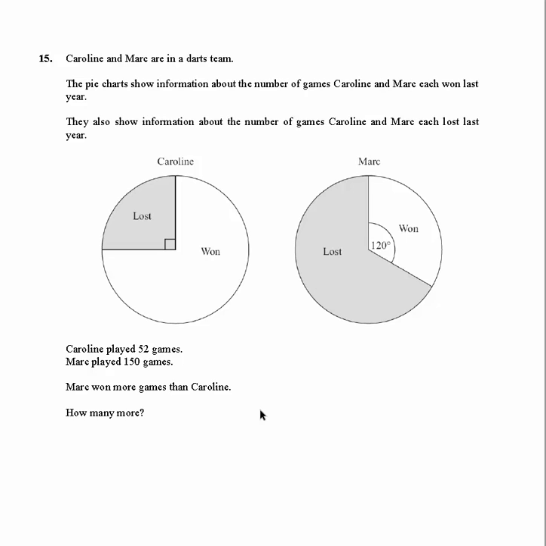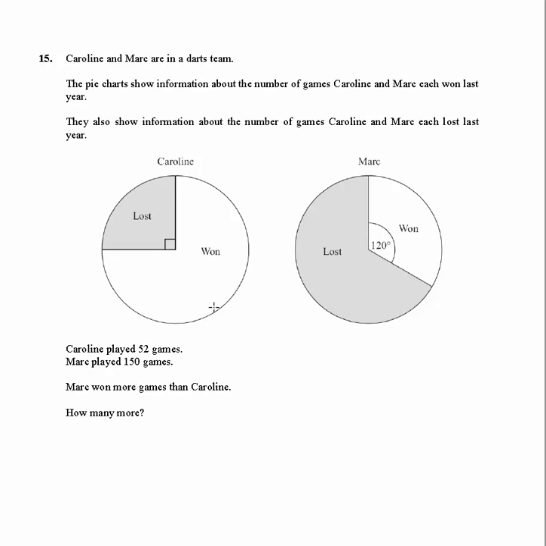Okay, so we've got Caroline and Mark in a darts team, and we've got how much they've won and how much they've lost. And we've got to be careful because here they give you an angle for the amount that's lost, and here they give you an angle for the amount that's won. So we must make sure that we don't trip up here. Caroline played 52 games, Mark played 150 games.